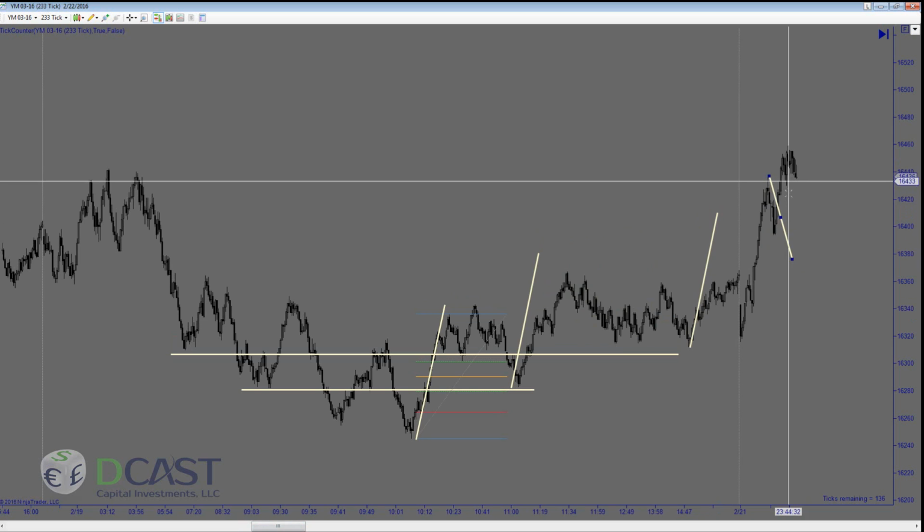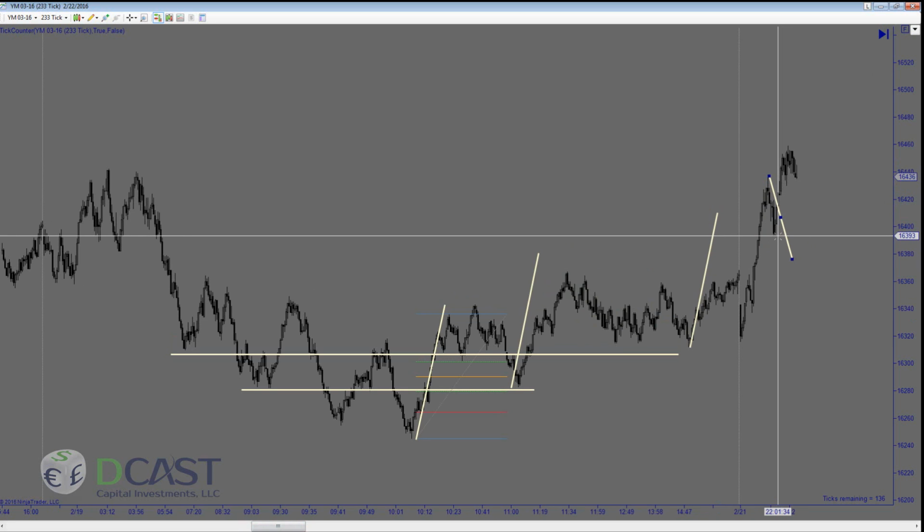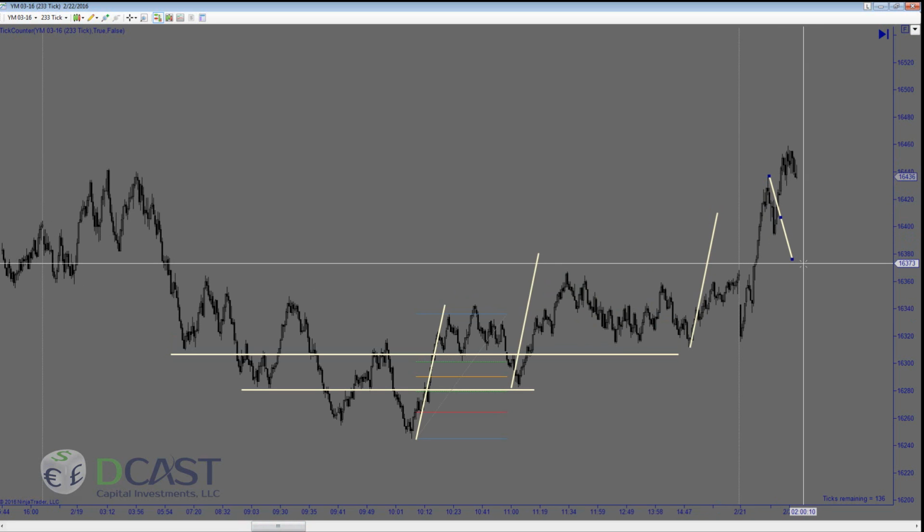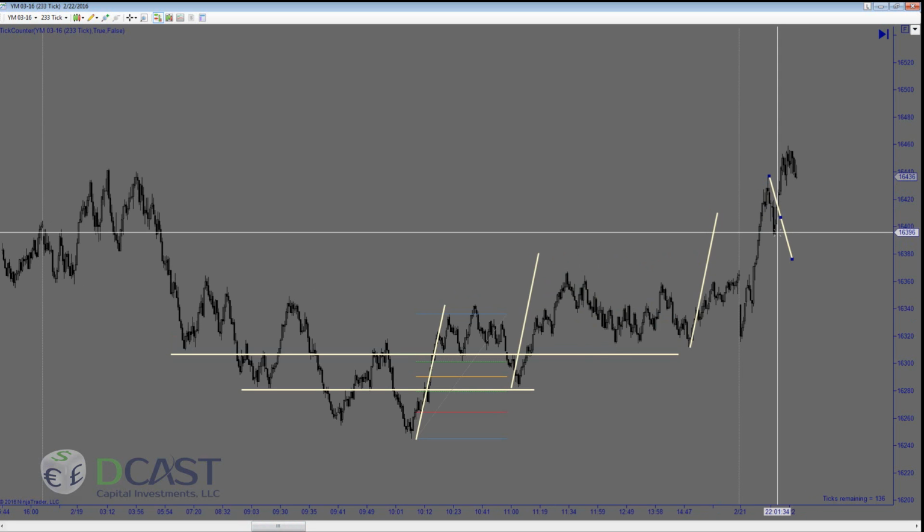Okay, and that didn't happen, but that was a realistic expectation. Did I tell you that was likely going to happen? No. Could it have happened? Sure. We expected a shallow pullback here.